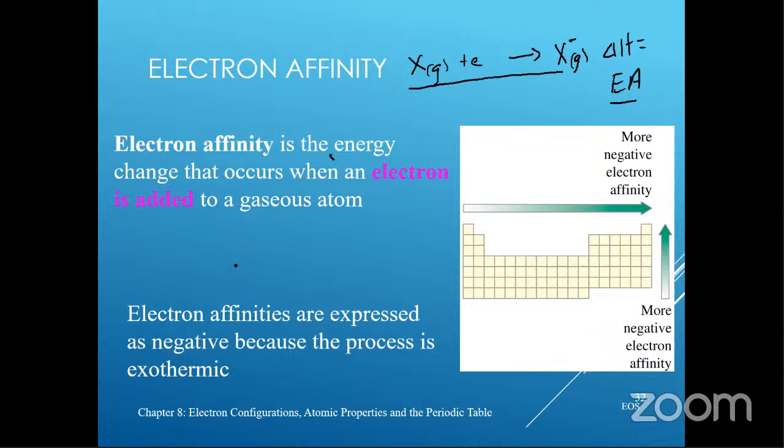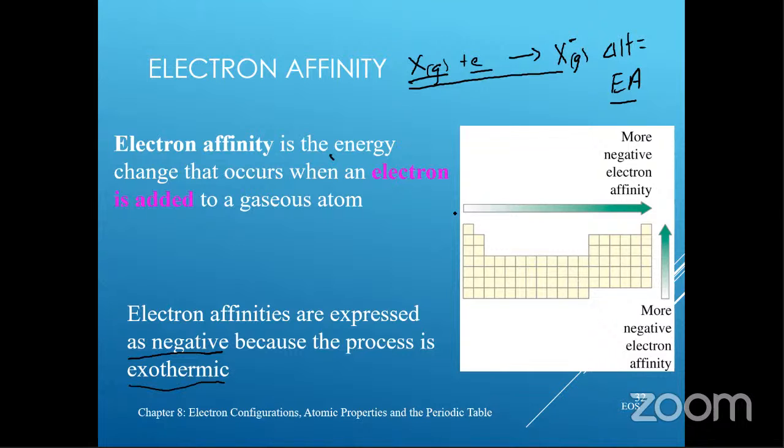I'll just basically summarize the trend. Before I move on to summarizing the trend, there's a very important point to be made right here, and that is that the electron affinities are always expressed as negative. The reason is that this type of reaction, where an atom gains an electron, is always going to be exothermic, all right?